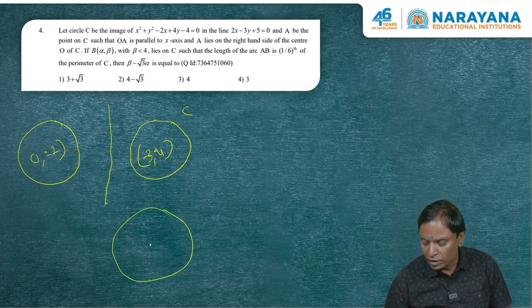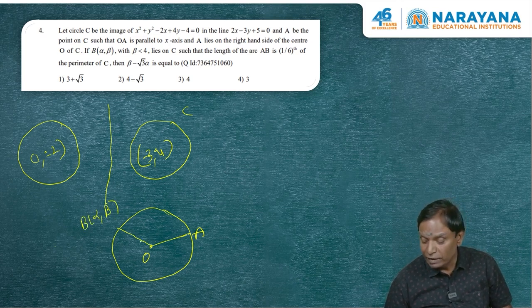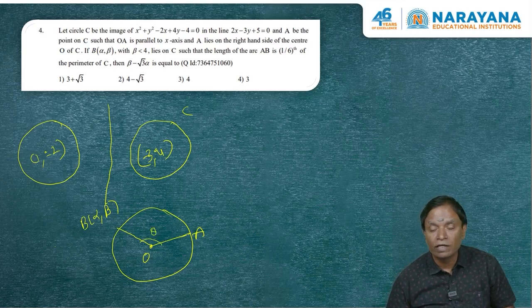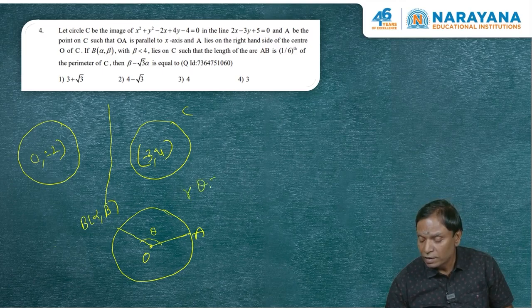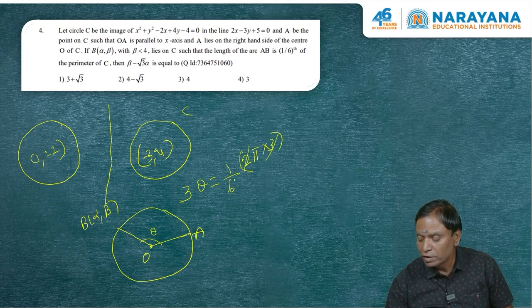Radius is 3. Now you can take the line OA, which is given parallel to the x-axis, and B is a point (alpha, beta), and you are given beta is less than 4. You are given that the length of the arc AB is 1 by 6 the perimeter of the circle. This is r theta is equal to 1 by 6 times 2 pi r. This r you can remove. So 3 theta is equal to 1 by 6 times 2 pi into 3. This you can cancel, which gives you theta is equal to pi by 3.